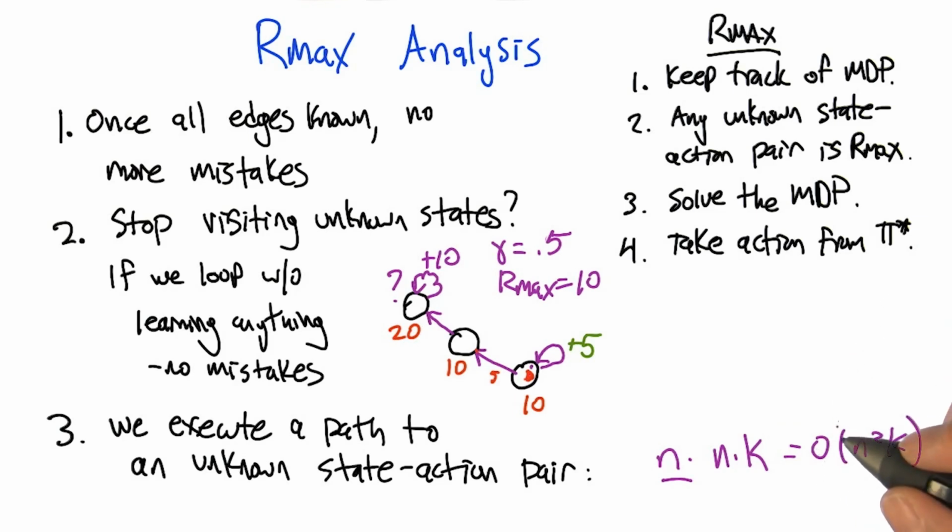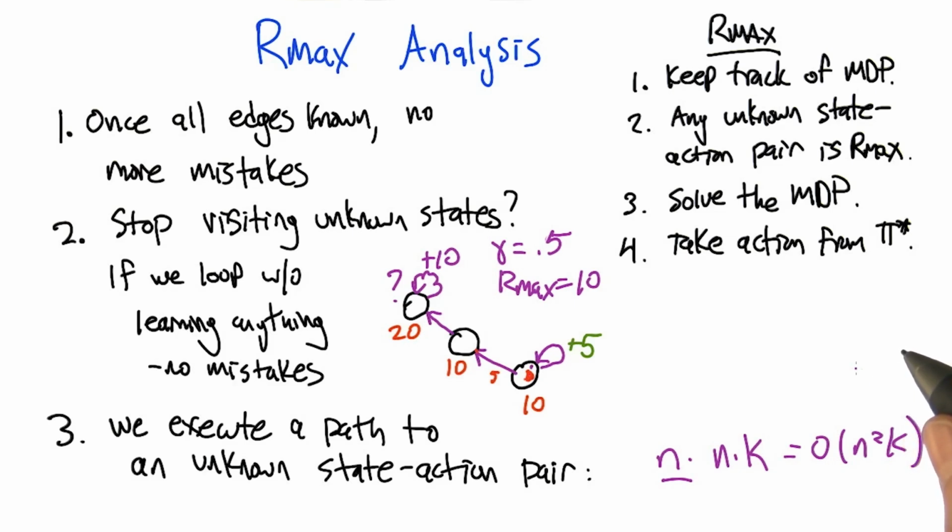This kind of analysis comes from a paper that Sven Koenig wrote with Reed Simmons, where they actually analyzed Q-learning in this kind of setting, and they got a worse bound, like n cubed times k. But this algorithm is pretty simple, and it gives us a nice bound, and it does what you'd want it to do.